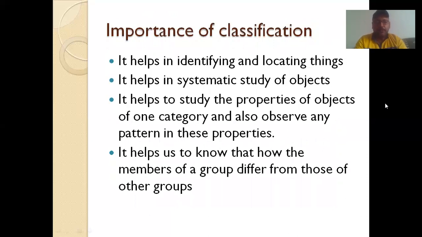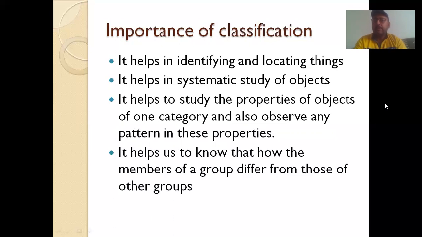Importance of classification. This is very important. First, it helps in identifying and locating things. Obviously, when we visit a shop, like Big Bazaar or Reliance Mall, you might have seen that the objects are classified and placed separately according to their properties, similarity or dissimilarity. That's why it is easy for us to locate and identify things easily, right?